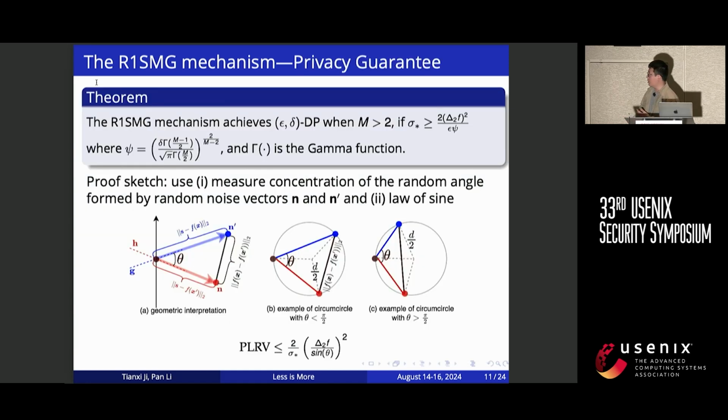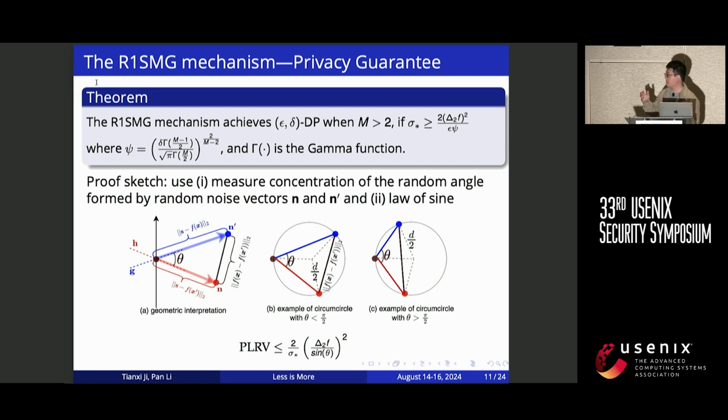Okay, so here is our privacy guarantee on the scheme. As long as the dimension is larger than 2, and the constant sigma star is larger than 2 times the square sensitivity divided by some constant, epsilon is the privacy parameter, and psi is represented using a crazy expression where it involves the gamma function. So I will briefly talk about the proof sketch.